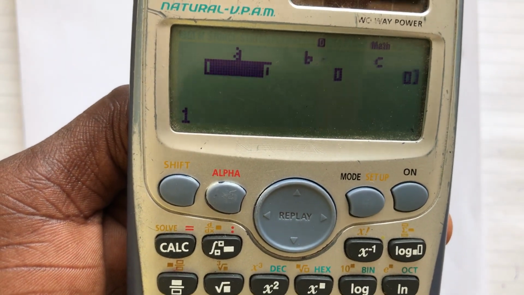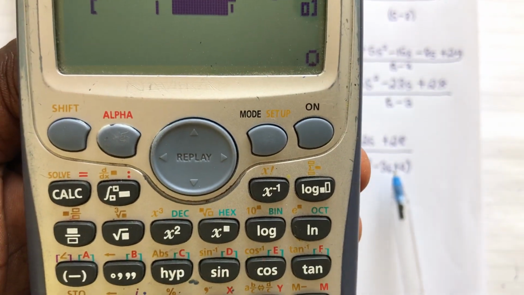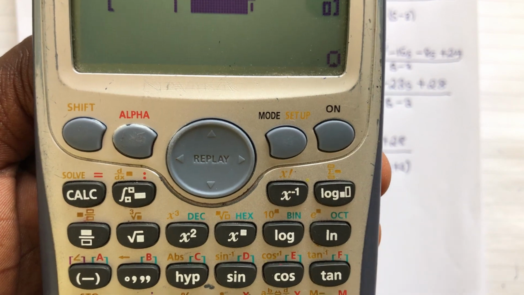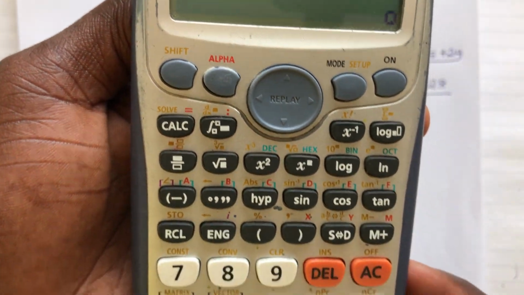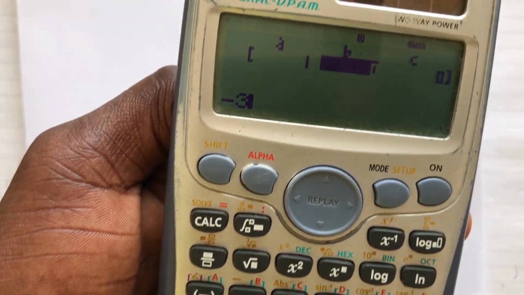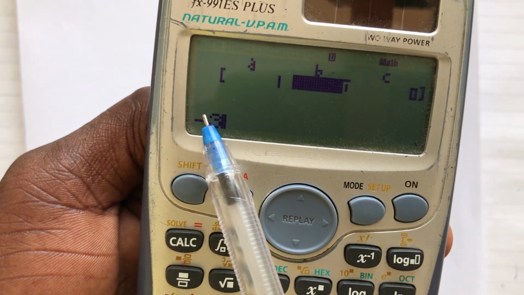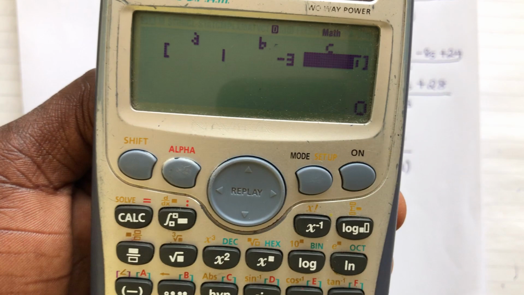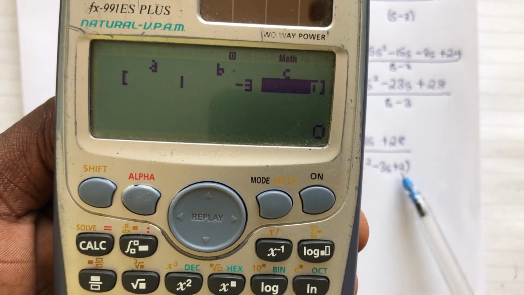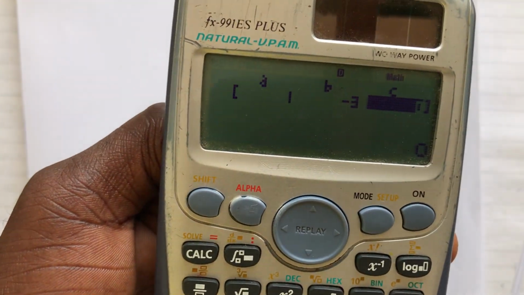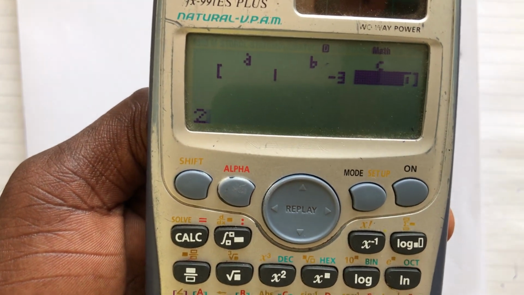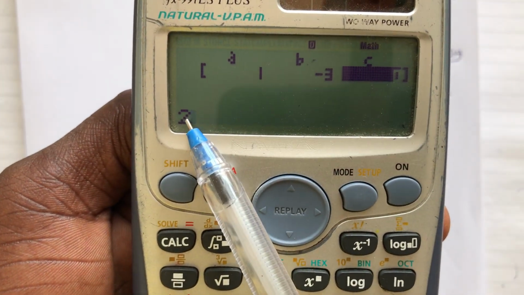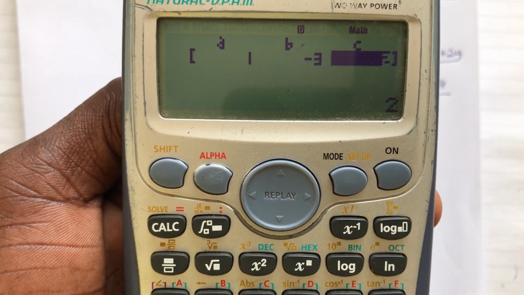Then you press equal to. Then the coefficient of the s term is negative 3. So I'm punching negative 3. As you can see, this is negative 3. You press equal to again, then you punch the constant. The constant is number 2. So I'm pressing 2, and as you can see on the screen, this is my 2. So I press equal to.